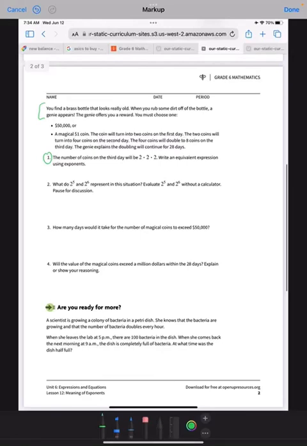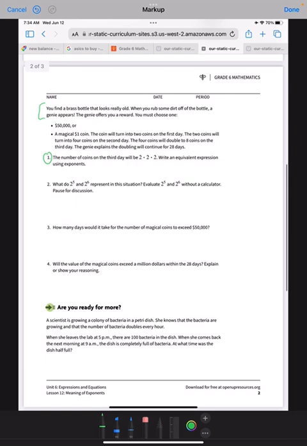We are going to talk about the genie. It says you find a brass bottle that looks really old. When you rub some dirt off the bottle, a genie appears. The genie offers you a reward and you must choose one. A lot of you will remember doing this already, but we're going to do it again.